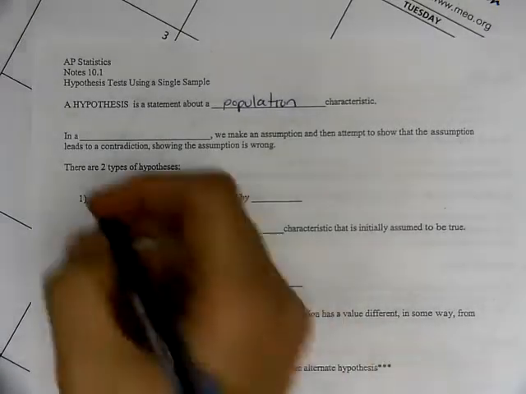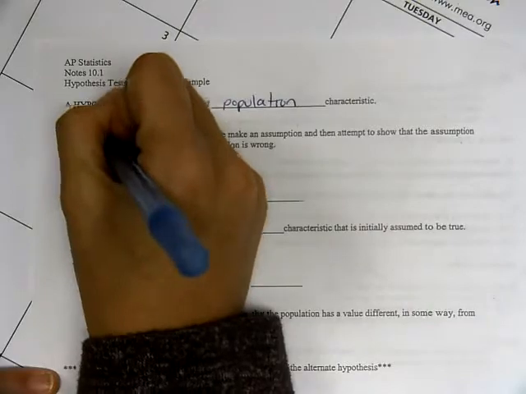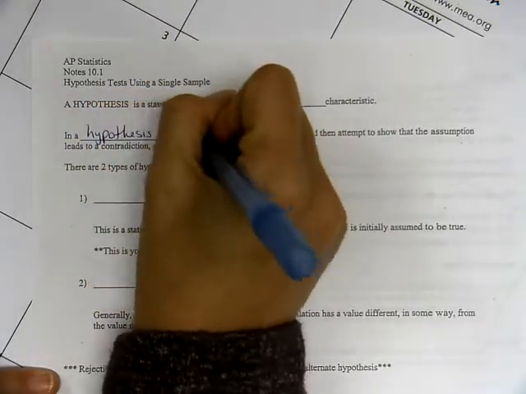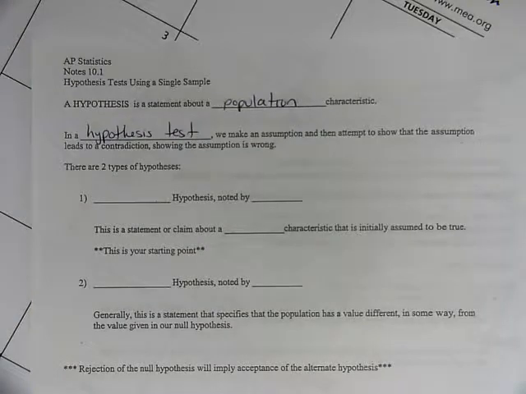In a hypothesis test, this is what we're going to be doing the rest of the year. We make an assumption and then attempt to show that the assumption leads to a contradiction, showing the assumption is wrong. So there's two types of hypotheses.